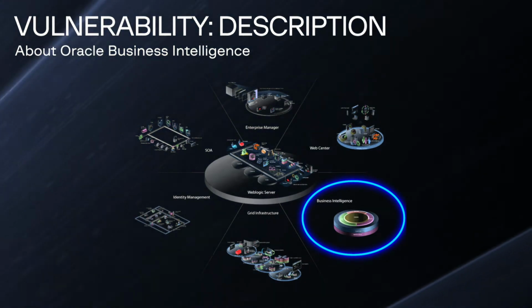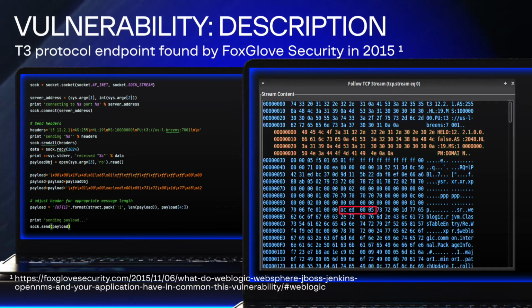The T3 protocol exploit was filed by Foxglove Security in 2015. We see the magic bytes ACED0005 appear in the stream. This means that this protocol performs serialized data transmissions.